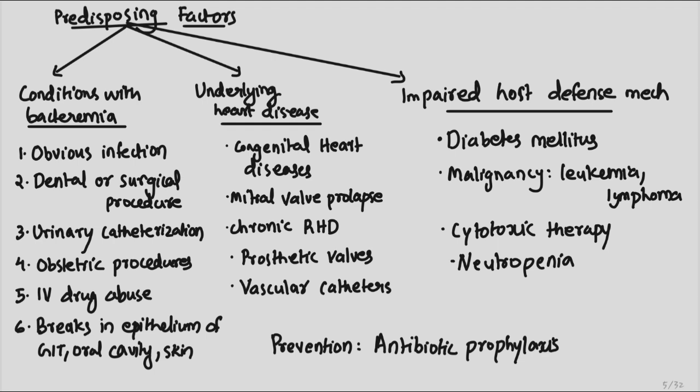The next factor is underlying heart disease, like congenital heart diseases, mitral valve prolapse, chronic rheumatic heart disease, then prosthetic valves and vascular catheters. Then impaired host defense mechanisms occur in diabetes mellitus, malignancy like leukemia and lymphoma, then cytotoxic therapy and neutropenia. All these conditions can predispose to infective endocarditis. And how can we prevent this? It can be done by antibiotic prophylaxis in people with increased risk.